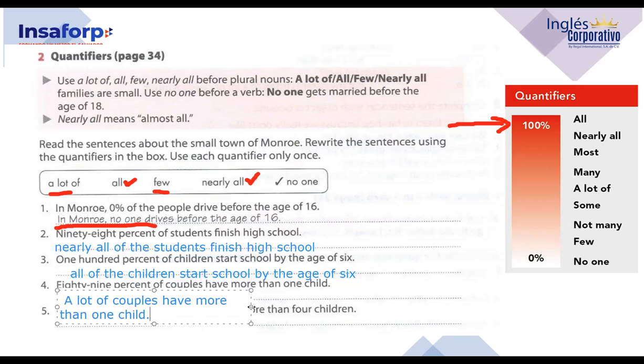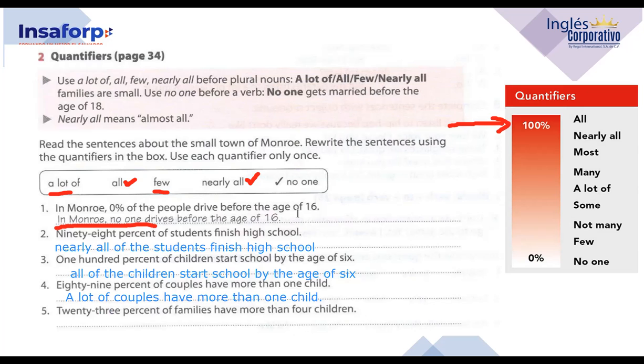Yes, that's very good. So a lot of couples have more than one child. And the last one should be few. 23% wrong. Okay. So let's see, because the last one is few people. Exactly. Few of the families, right? Families have more than four children.